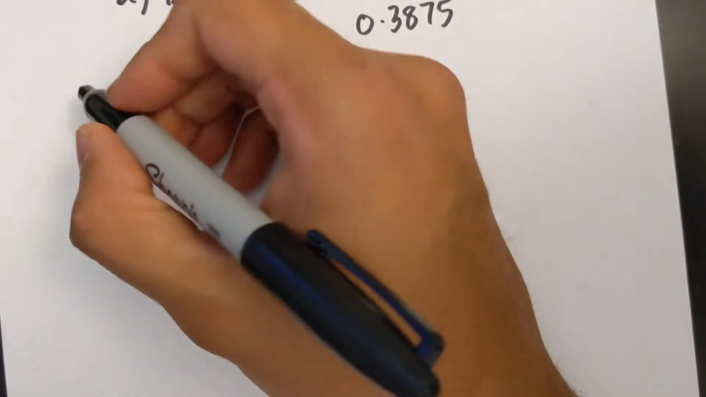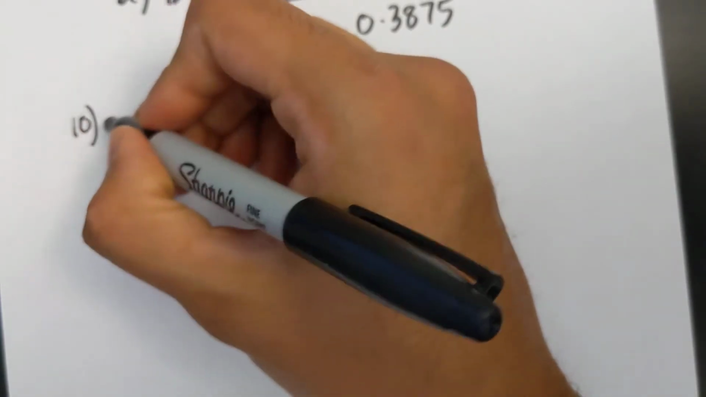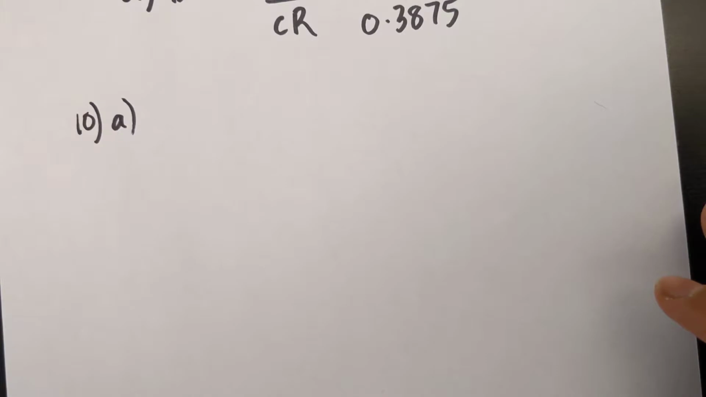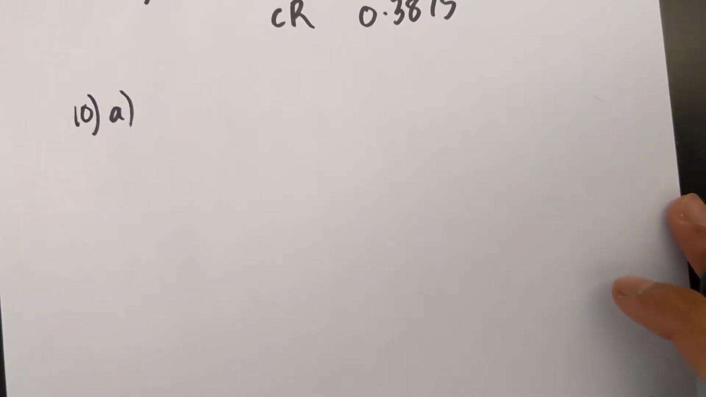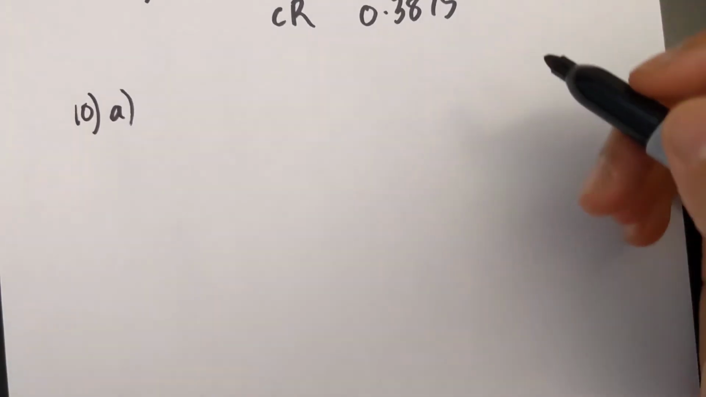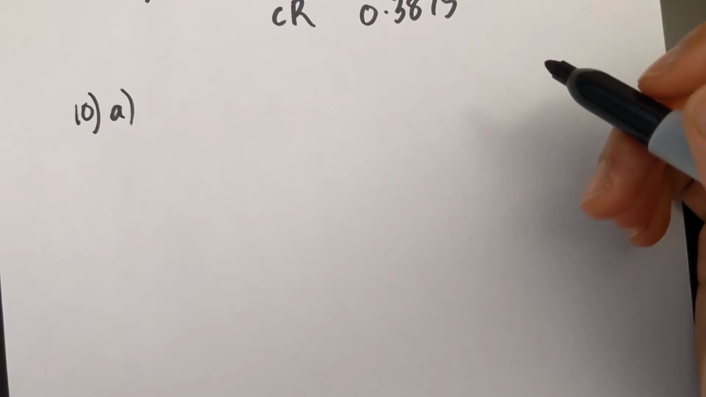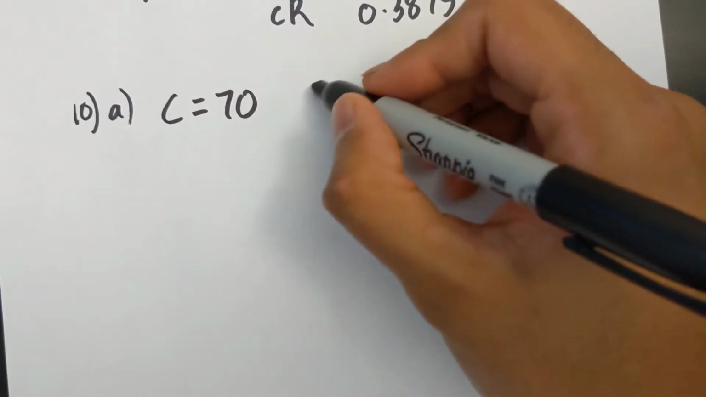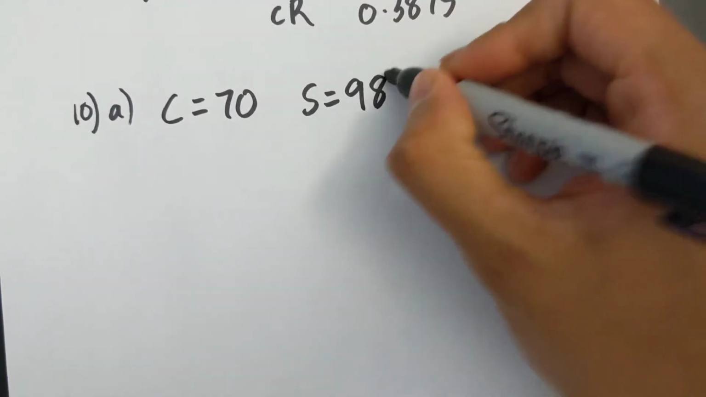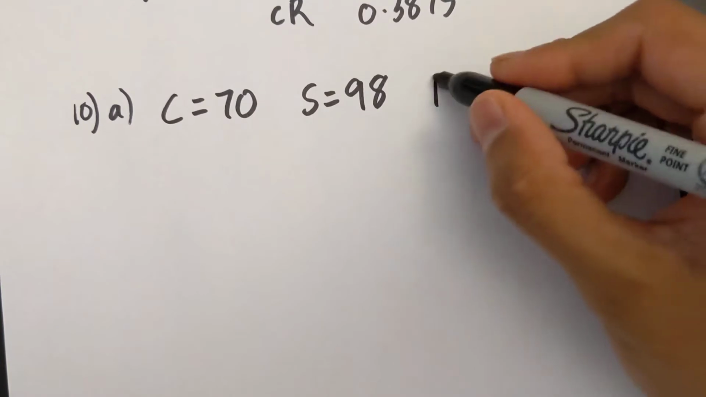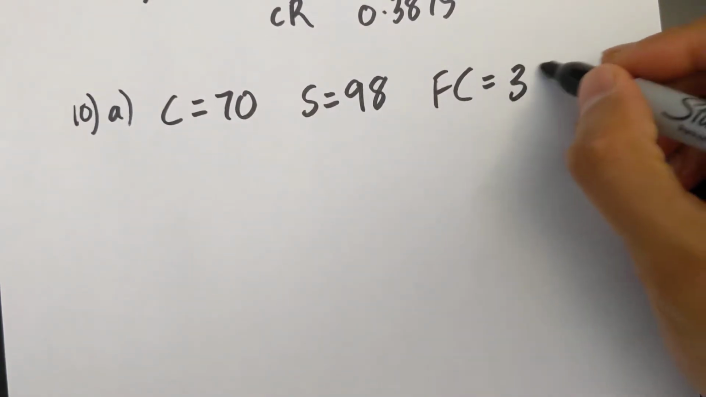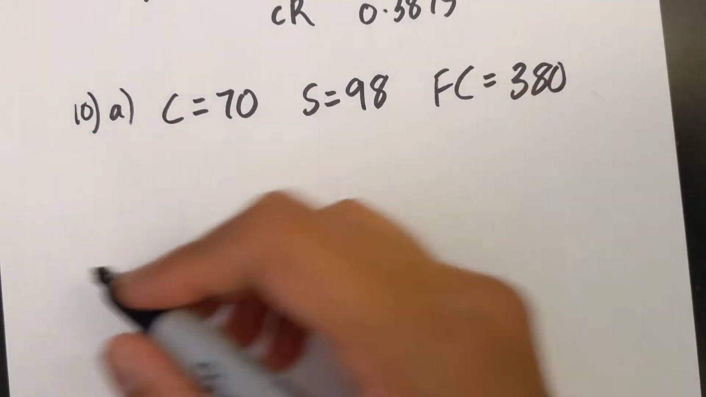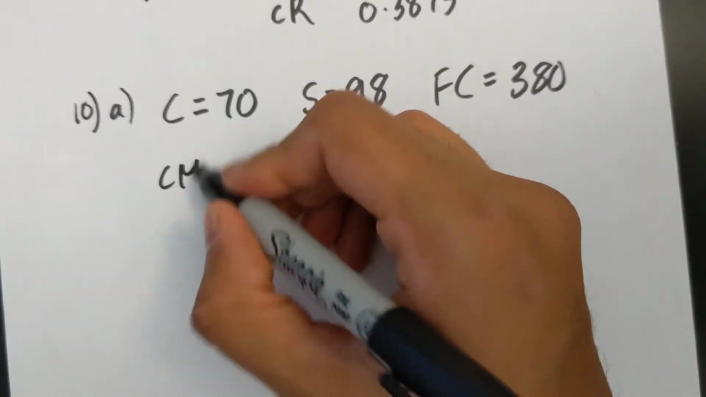Same thing in question number 10, just a slight difference, but exact same idea. To pay for his academic fees, Tariq, a college student, is selling computer accessories to other students. His cost to purchase each piece, so cost per unit, is $70. Selling price for each one is $98. Fixed costs are $380.